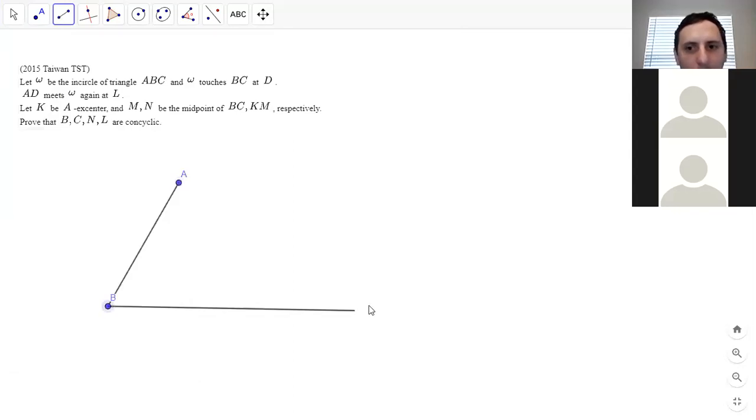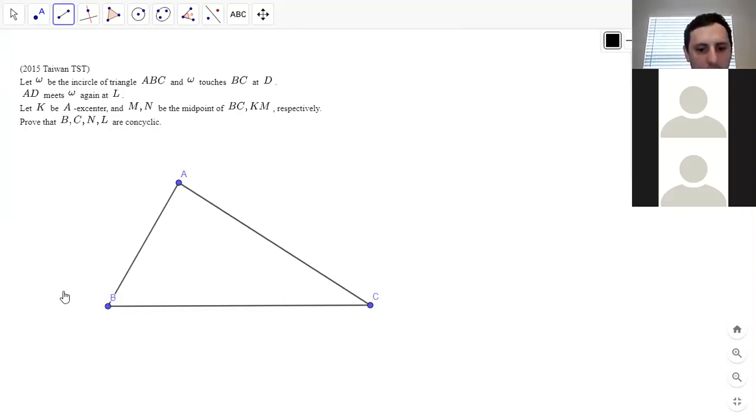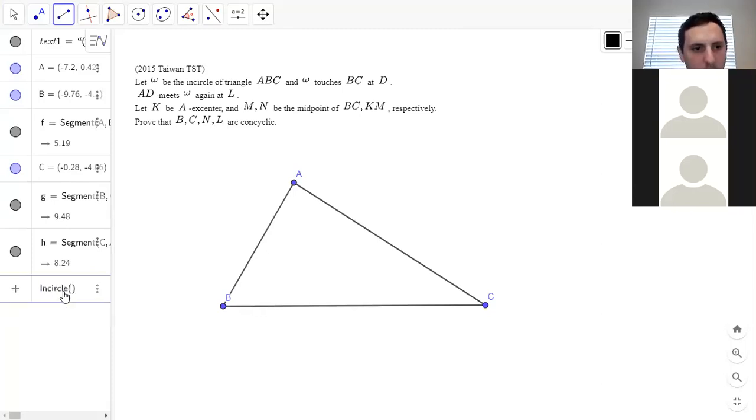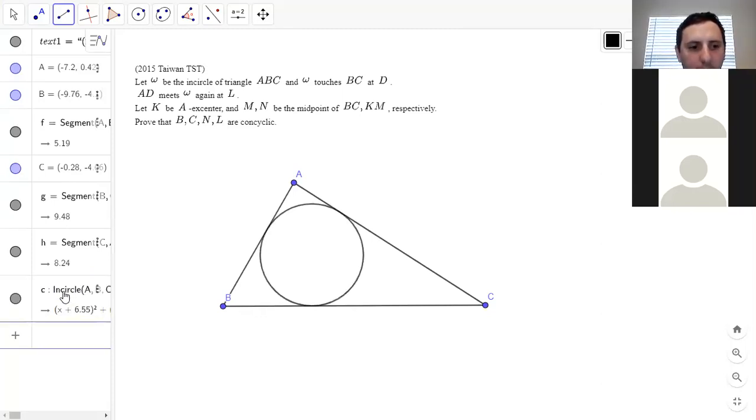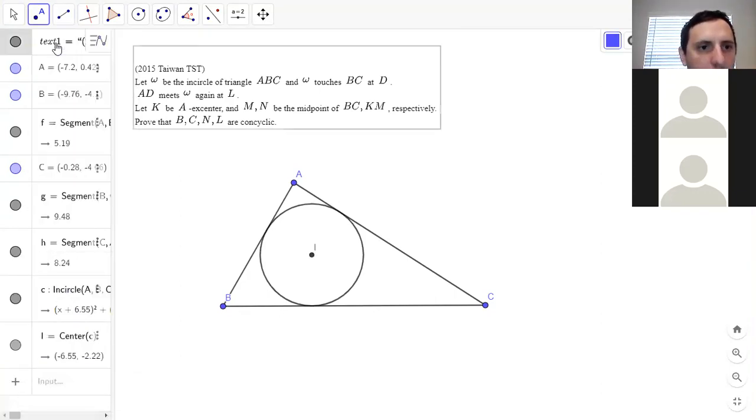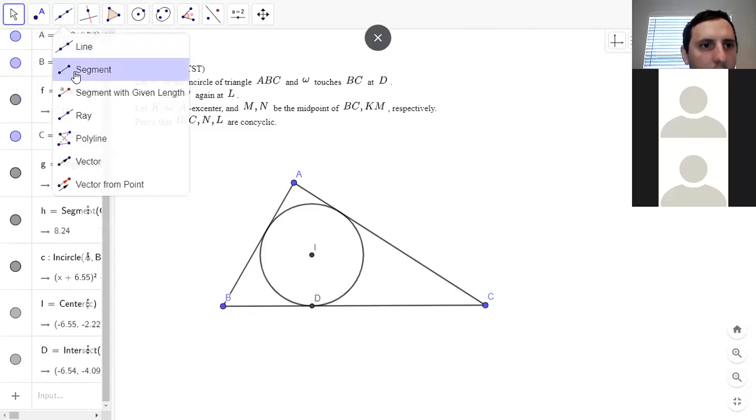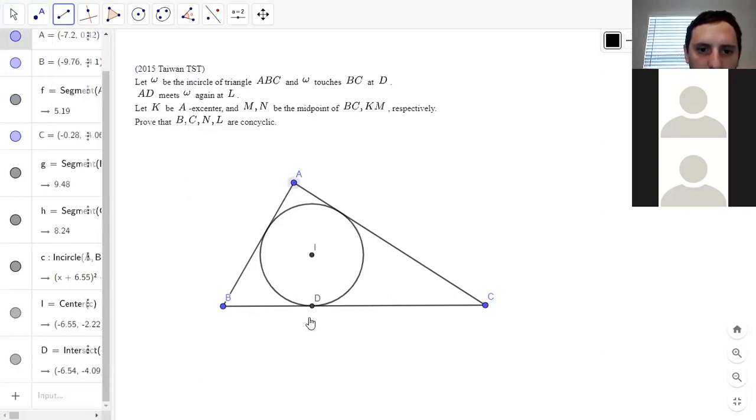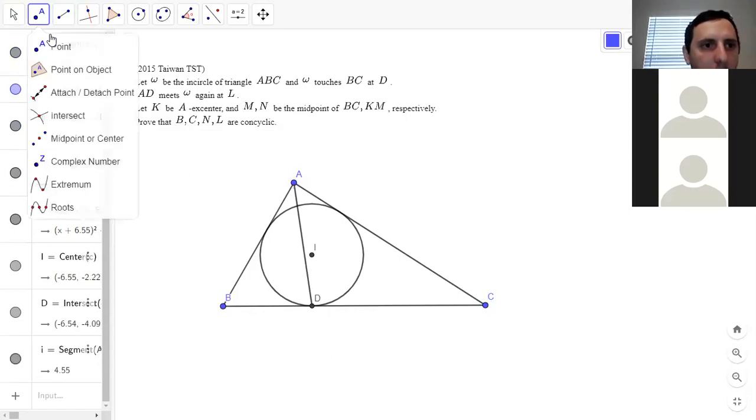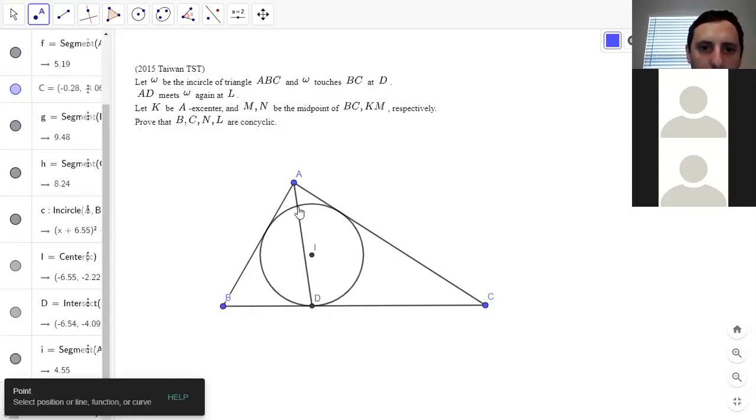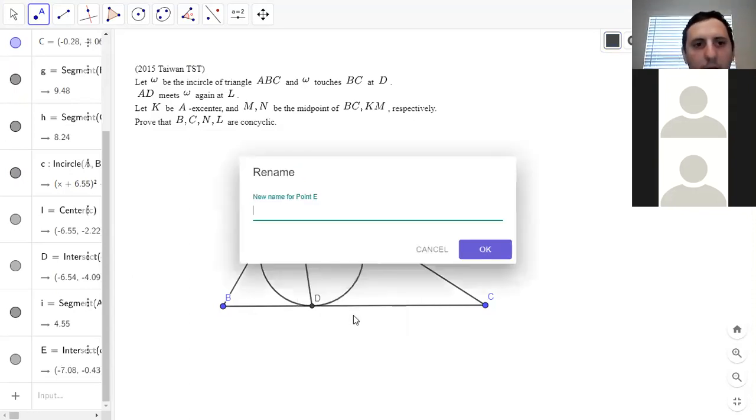A lot of in-circle problems today. Is interesting. I'll just let I be the center. Just why not? And it touches BC at point D. And AD meets it. So this feels a lot like poles and polars, right? So AD meets the circle at L.